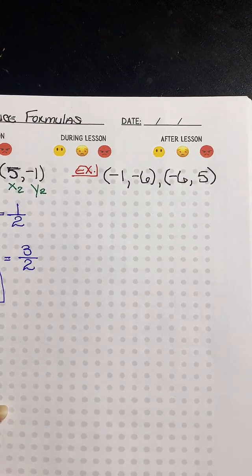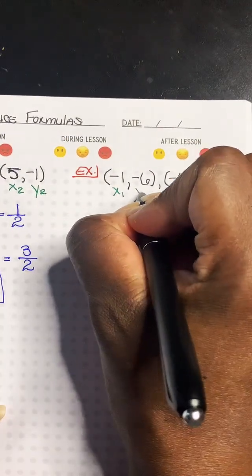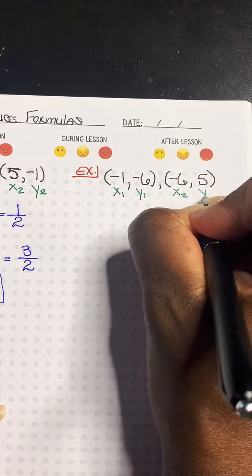All right. So if we want to label, this is going to be your x1. This is your y1. This is your x2. This is your y2.